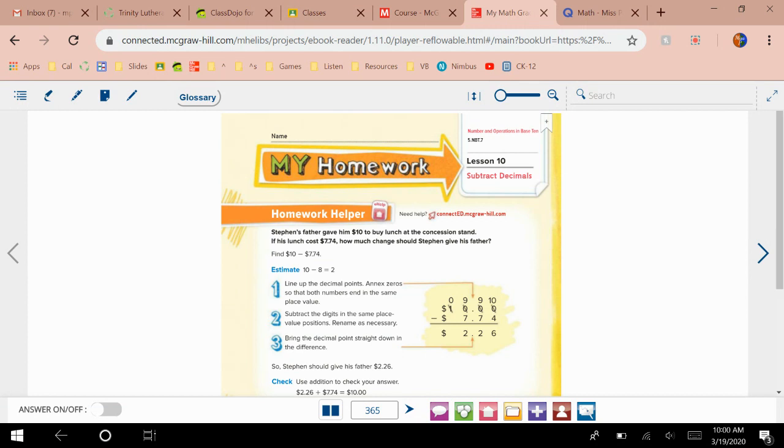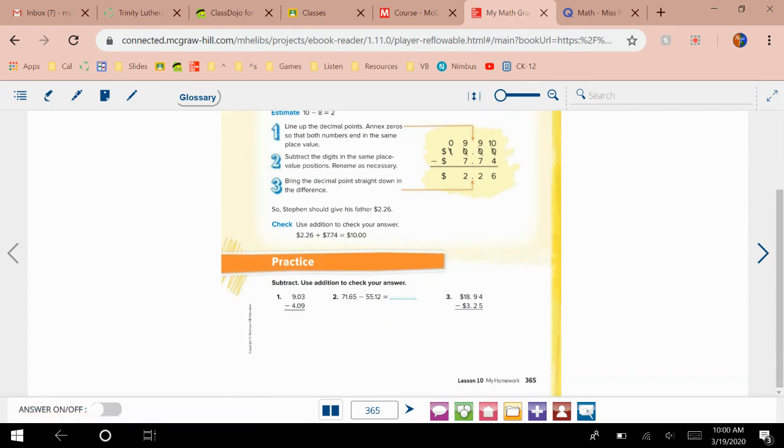365. Okay, so here's our homework. Again, once you complete the homework, you can see the correct answers. It'll show you on the Mathbook website once you finish the online homework. So we're not going to go through all of these, but I'll go through just a couple in case you need to see it done. We're going to look at number 2.